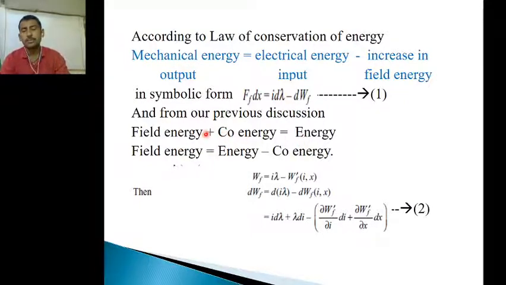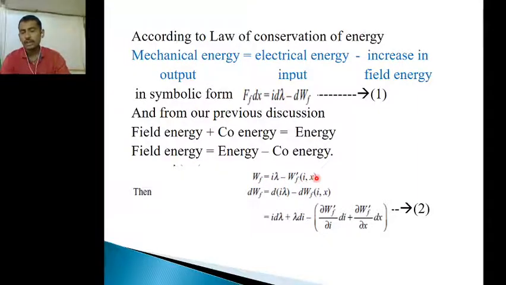That means, as in the previous discussion, for a lossless system, that is for a linear curve, field energy plus co-energy is equal to the total energy, and that can be given as lambda I. Why? Because in our previous discussion, field energy is half lambda I and co-energy is half lambda I. So half lambda I plus half lambda I is equal to lambda I. So our field energy is equal to lambda I minus co-energy.